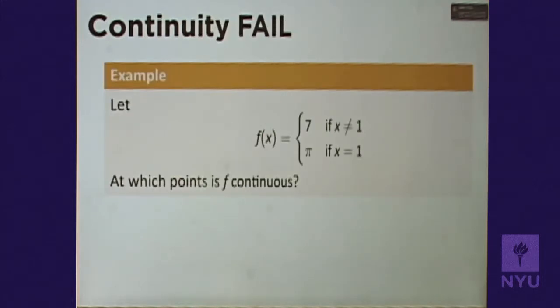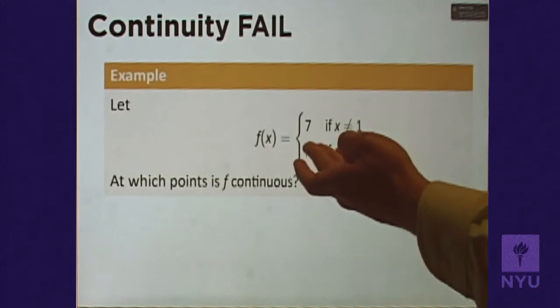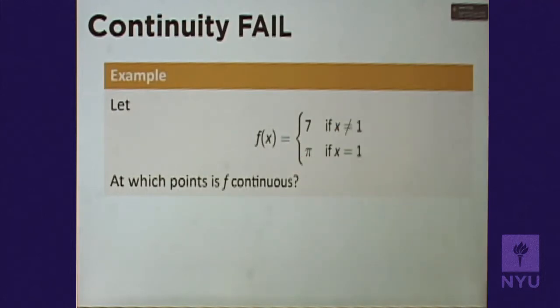Okay, one more example. Let's let f of x be defined this way. f of x is 7 if x is not equal to 1, and f of x is pi if x is equal to 1. Question again, at which points is the function continuous? Now, like the first example, the question of continuity is very simple for all points different from 1. If a is not 1, then the function basically looks like the constant function 7. And so the limit of the function at that point will be 7. The value of the function at that point is 7. The function is continuous at that point.